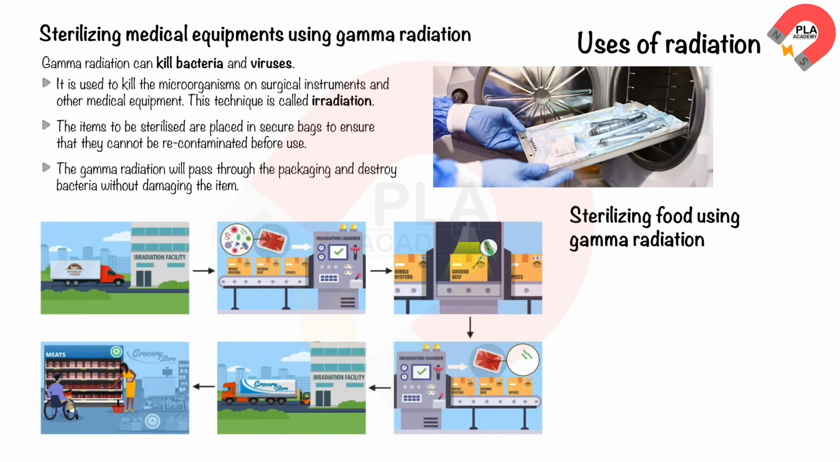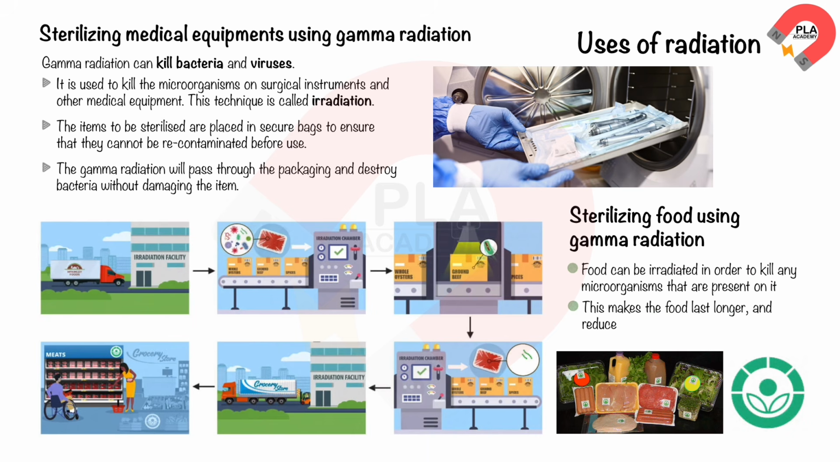Sterilizing food. Food can be irradiated in order to kill any microorganisms that are present on it. This makes the food last longer and reduces the risk of foodborne infections.